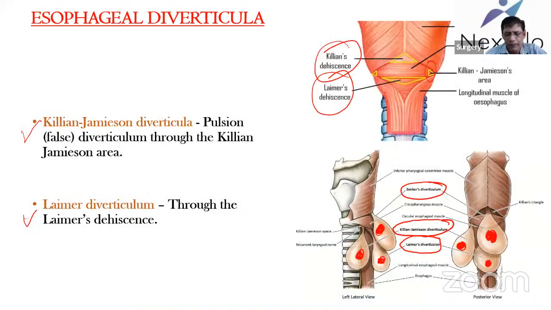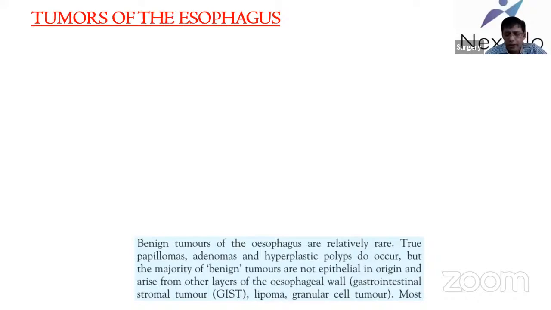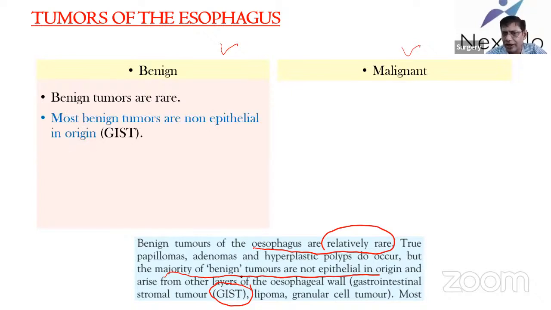And then coming up to the next topic, one of the most important topics over here, that is our esophageal tumors. Tumors in the esophagus may be either benign or malignant. Benign tumors of the esophagus are relatively rare, and the majority of them are not epithelial. The most common benign tumors of the esophagus are GIST, the gastrointestinal stromal tumors. So benign tumors are rare, most of them are non-epithelial in origin, and the most common GIST of the esophagus is leiomyoma.